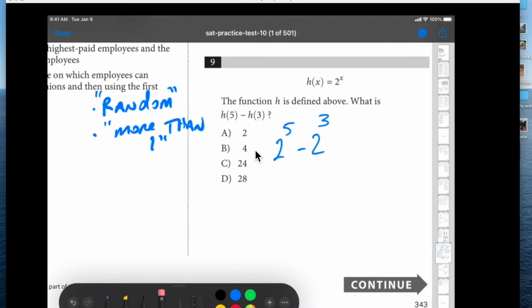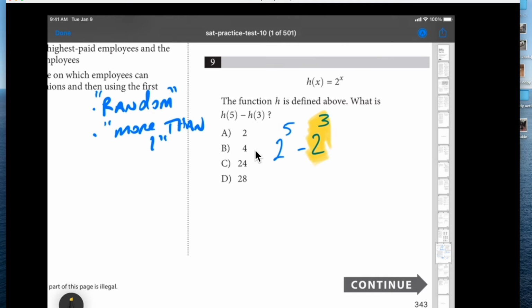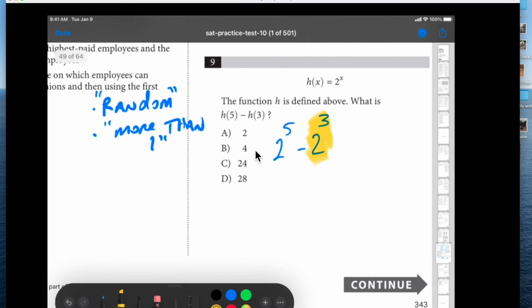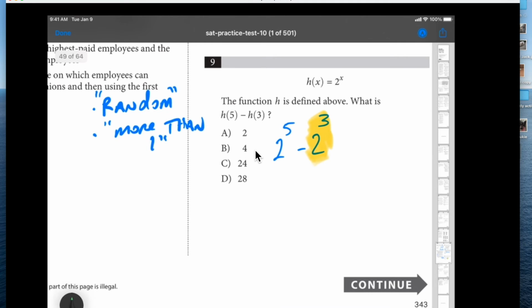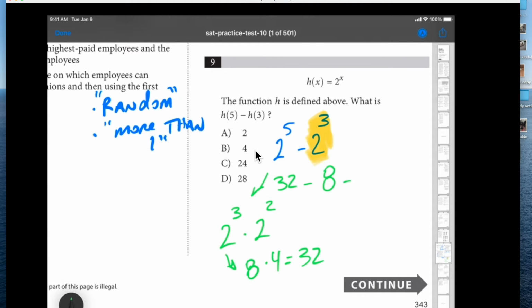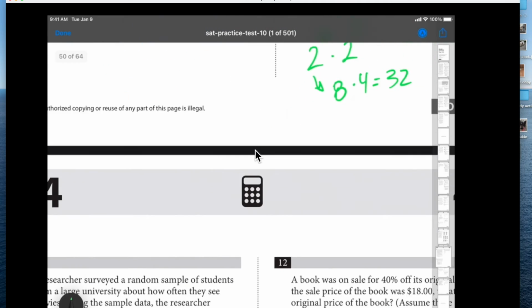Folks, I want to tell you that 2 to the 3rd is the star of the SAT. Okay, I'm going to highlight that. You will see 2 to the 3rd all over the SAT. So I want you to go ahead and memorize that as being 8. Okay, 2 to the 5th, you can think of as 2 to the 3rd times 2 squared, or 8 times 4 is 32. So it's going to be 32, which is 2 to the 5th, minus 8, which is 24, or choice C. Number 10.